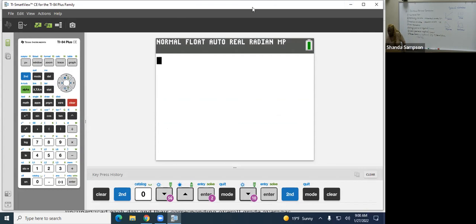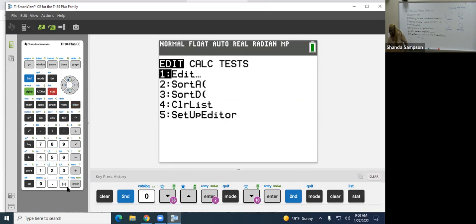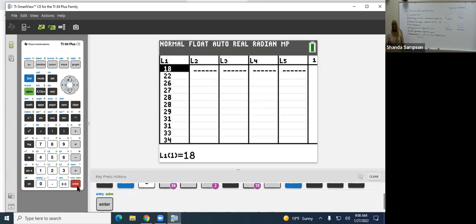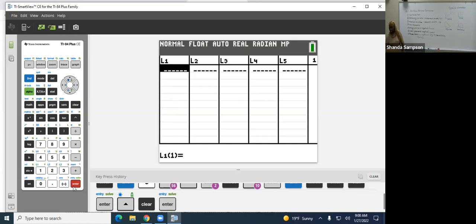So the question was, can she delete the ones that are in there? Let me go to stat and edit. I got these in there from the last class. To delete, never hit delete when you're in here, because you'll delete the whole L1. You can get it back, but don't do it. If you go up to L1 and just hit clear and then enter, it'll clear out the whole list. Then you can start inputting all of those numbers.